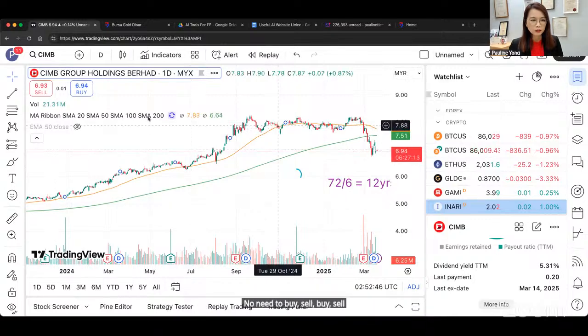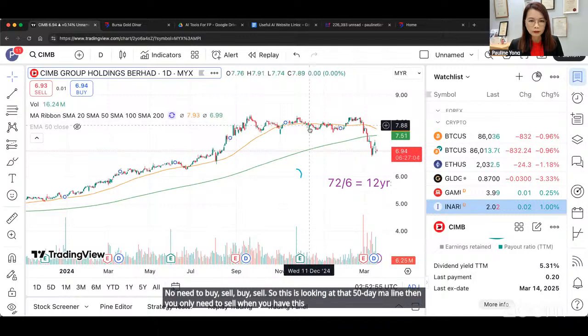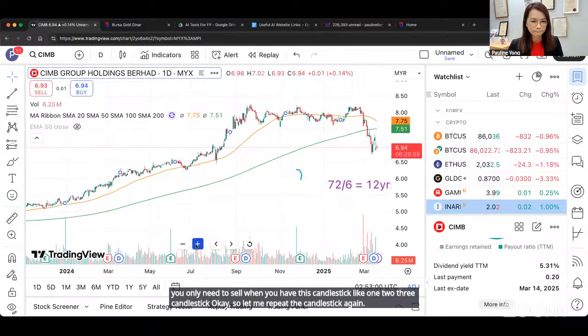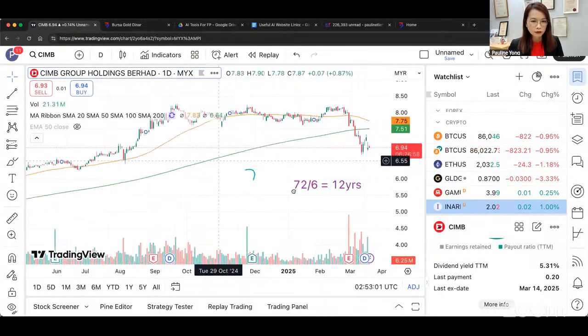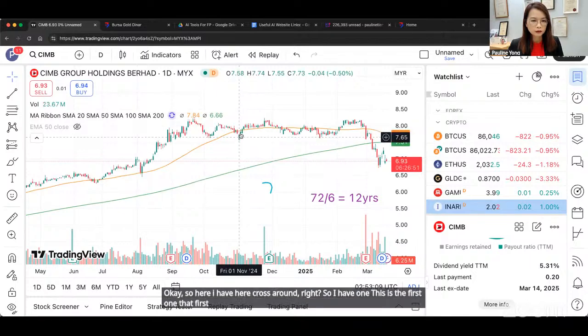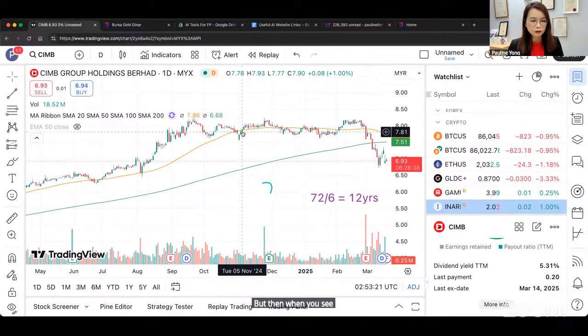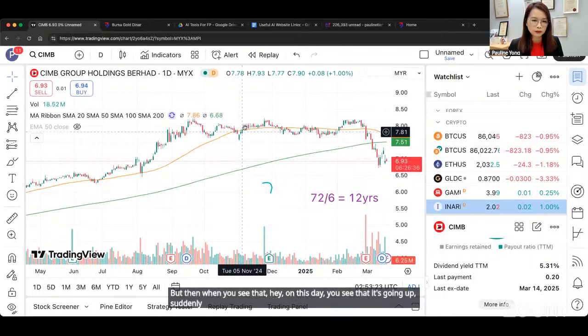So this is looking at the 50-day MA line. Then you only need to sell when you have 1, 2, 3 candlesticks. Let me repeat the candlesticks again. Here I have crossed around, right? This is the first one that crossed, 1, 2, 3, and then the fourth one goes back up. The fourth one actually is the time whereby you are supposed to sell. But when you see that on this day it's going up, you don't have to sell already. So we just wait.